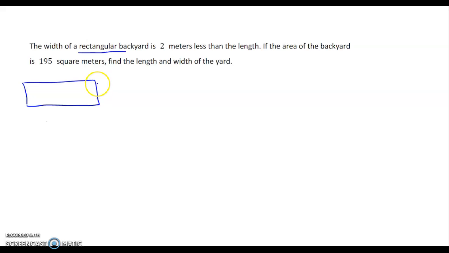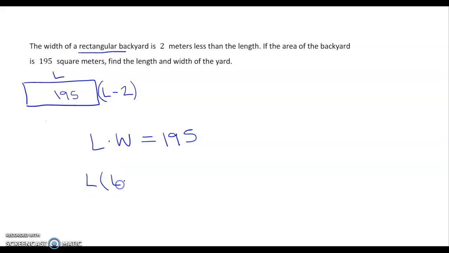So the width is 2 meters less than the length. So I'm going to set my length, and I know the width is 2 less. So I'm just going to say L minus 2. So whatever that length is, if we subtract 2, we'll get our width. Now the area is 195. So how do we find the area of a rectangle? Well, we can do length times width. So we know length times width equals 195, or basically L times, in this case our width is L minus 2, so we'll say L times L minus 2 equals 195.